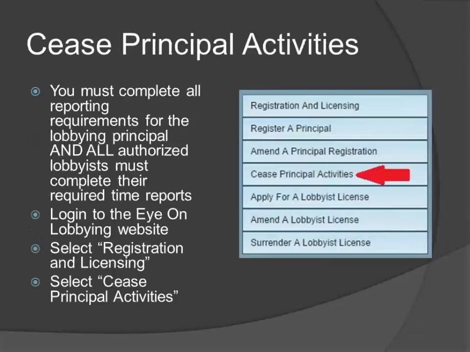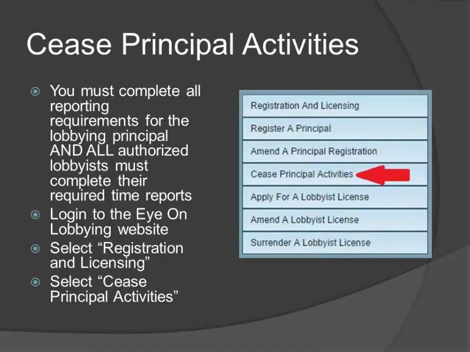In order to cease as a lobbying principal, you must complete all reporting requirements for the lobbying principal, and all authorized lobbyists must complete their required time reports. By ceasing lobbying activities, a principal is no longer required to file statements of lobbying activities and expenditures for the rest of the legislative session.